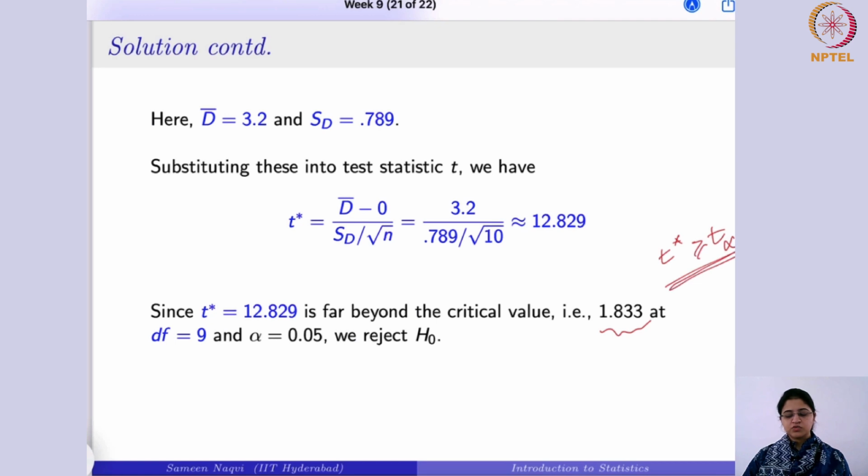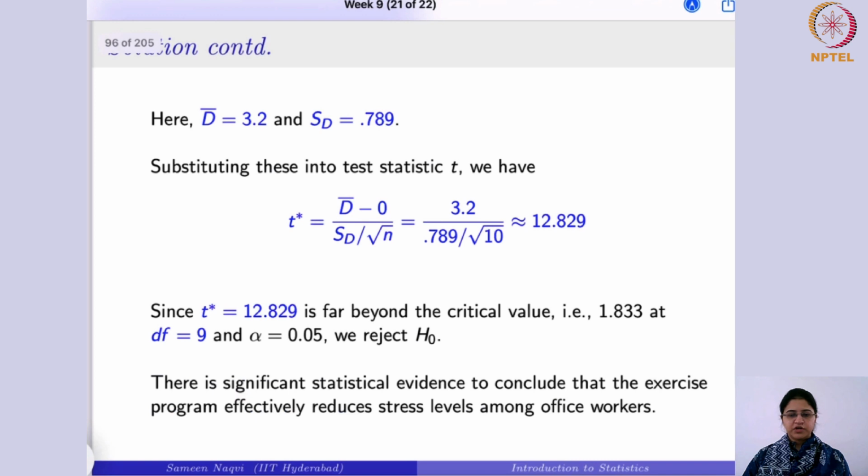So under this situation we reject the null hypothesis and we are going to accept the alternative that yes, you have significant statistical evidence to conclude that the exercise program effectively reduces stress levels among office workers. So this shows that the program is good.